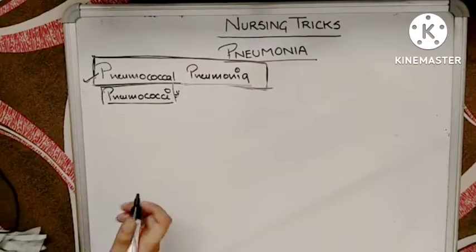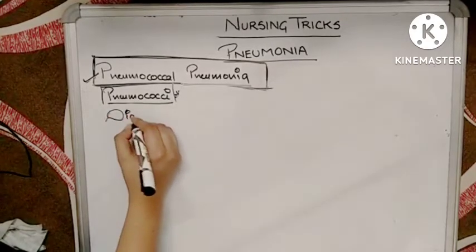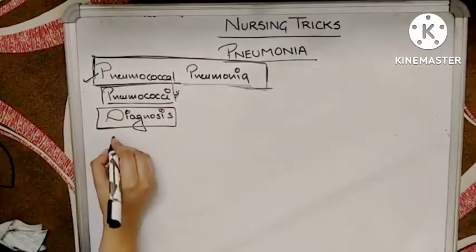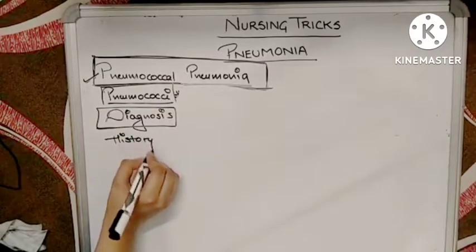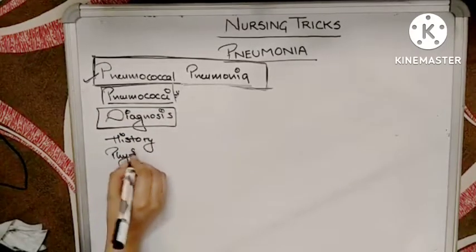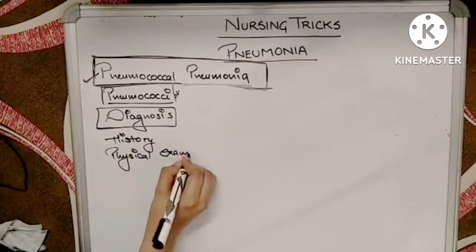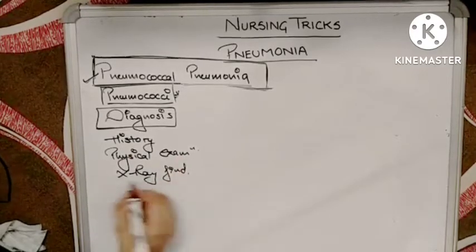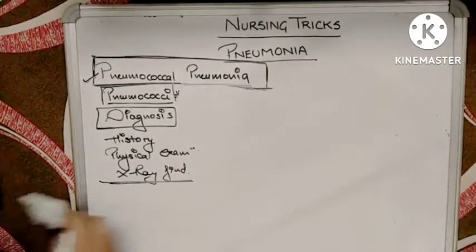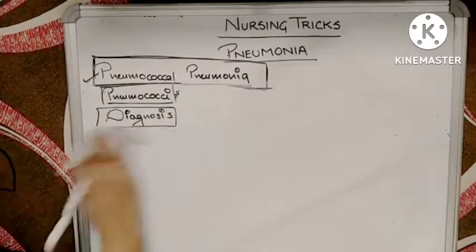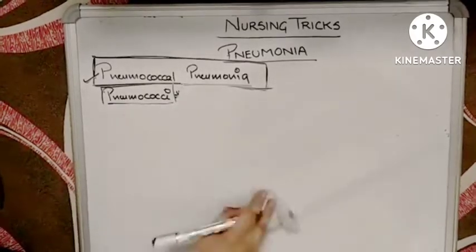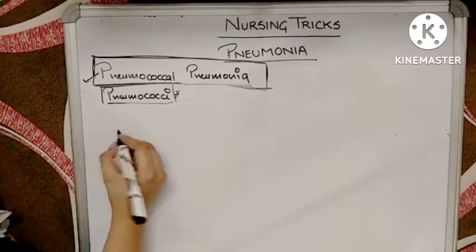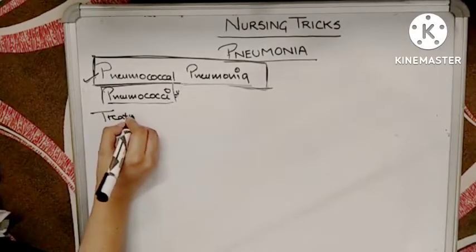Now let us see the diagnosis. For diagnosis, we can go with the history, the physical examination, and the X-ray findings, in which we have seen the lobar consolidation, and also leukocytosis, which is an increase in the WBC count. This way we can diagnose it. Now, very important is the treatment of this disease. So let us see the treatment.